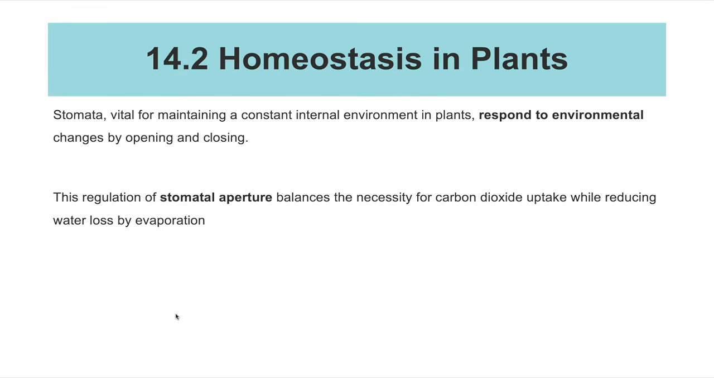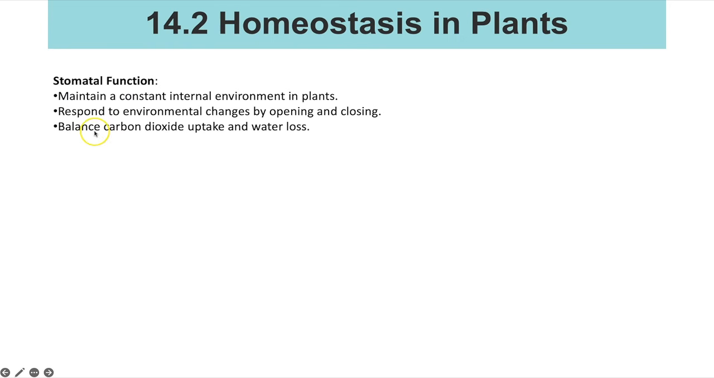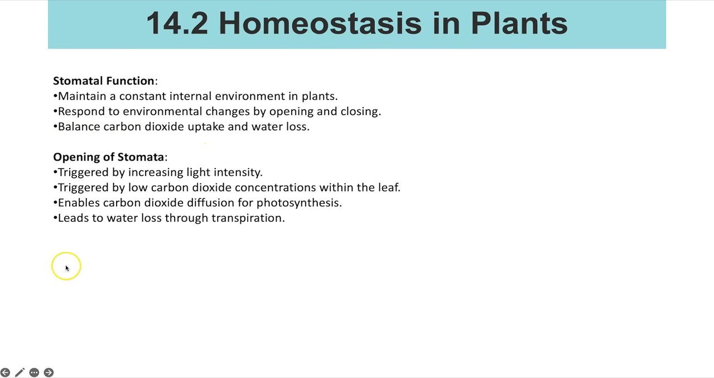So we then move on to homeostasis in plants. Stomata, which are vital for maintaining a constant internal environment in plants, respond to environmental changes by opening and closing. And this regulation of stomatal aperture, meaning how open or closed they are, is necessary for carbon dioxide uptake whilst reducing water loss by evaporation. So this is going to maintain a constant internal environment for the plants. It involves responding to environmental changes, so the opening and closing is the response, and it's going to help balance carbon dioxide uptake with water loss.